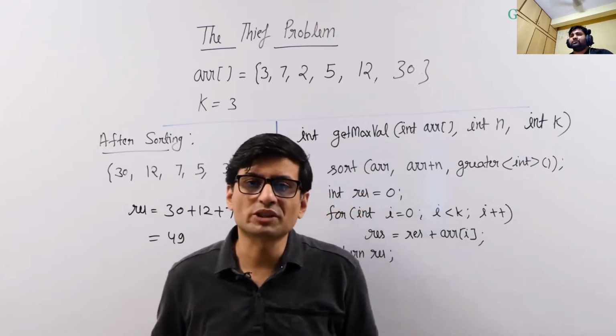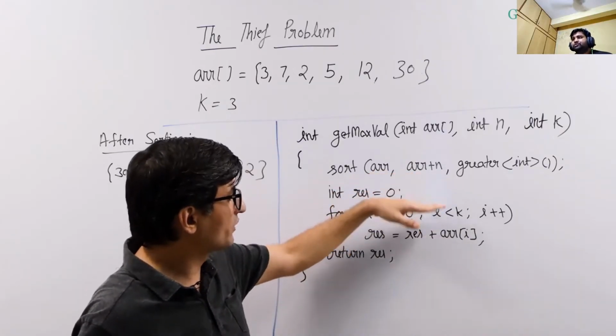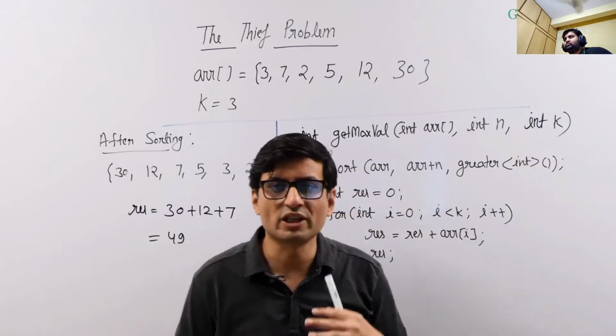Now let's talk about the time complexity of the solution. This solution requires n log n time to sort the array and then big O of k time to do the sum of k largest elements. So the overall time complexity is n log n because k is definitely smaller than n.